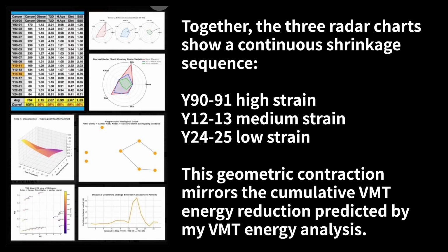Together, the 3 radar charts show a continuous shrinkage sequence: Y9091 high strain, Y1213 medium strain, Y2425 low strain. This geometric contraction mirrors the cumulative VMT energy reduction predicted by my VMT energy analysis.